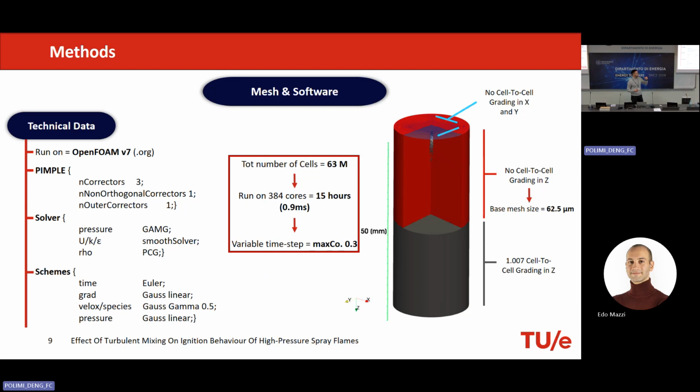The most important point is that we wanted the base size of the mesh to be smaller at all times than the flamelet, than the thickness of the flame, basically. So we ended up with a 62 micrometers cell size as a base, which led us to a total cell count of 63 million cells, which run on our cluster in 15 hours on 384 cores.